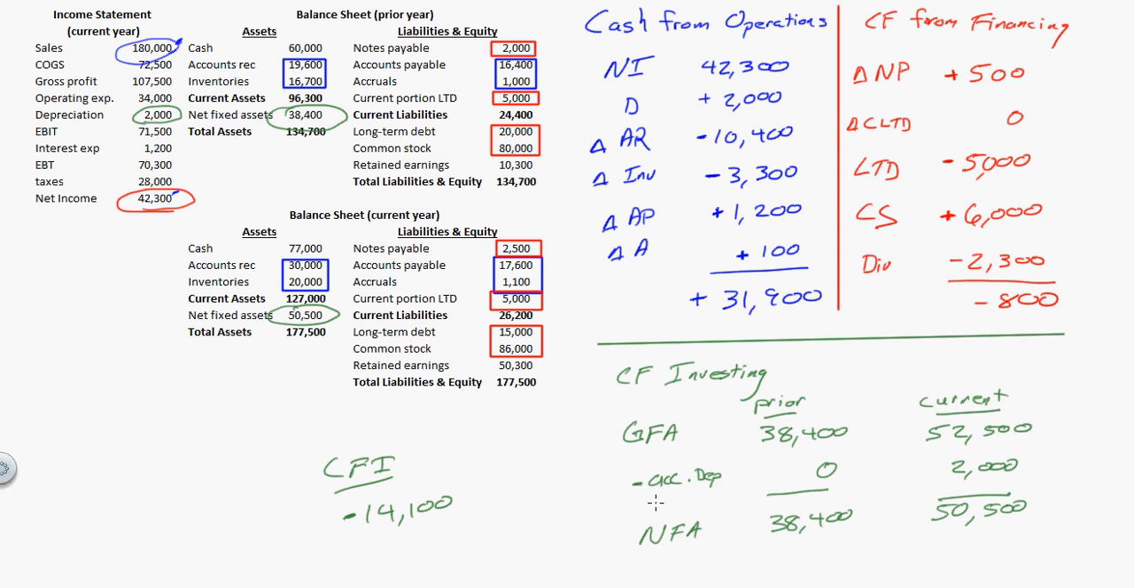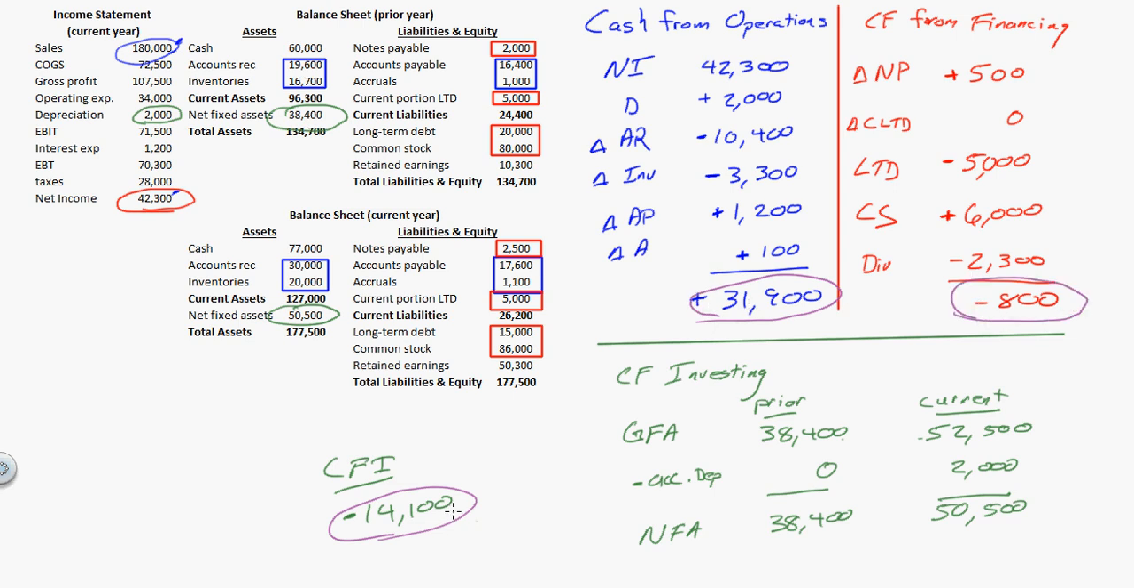Now here's what I want you to try on your own. Pick any number other than 0 here. Pick 1,000, 2,000, 3,000, 5, whatever number you want, and then add 2,000 to it and see what the difference between these two numbers will be. It will always be 14,100. So the simplest is to pick 0. So now I have the cash flow from investing, the cash flow from operations, the cash flow from financing.